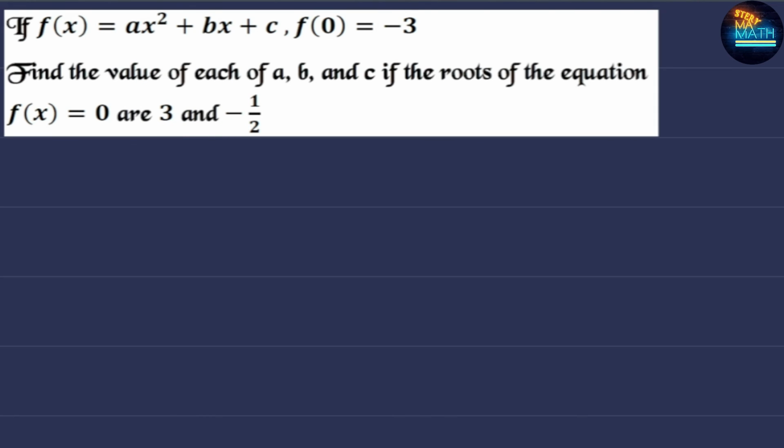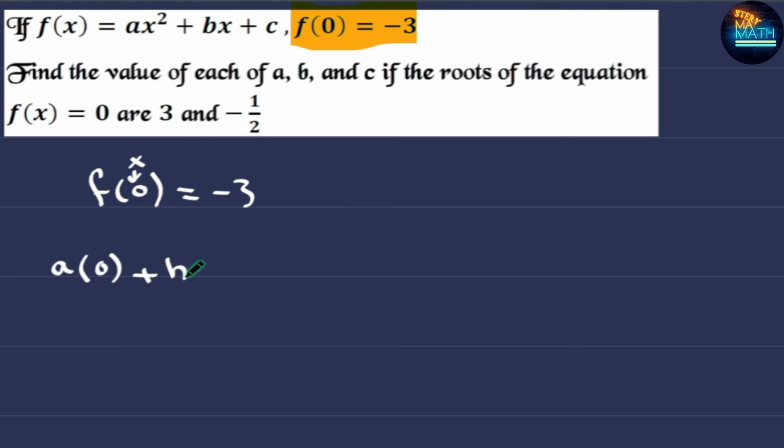All right. So here we have the given information that f of 0 is equal to negative 3. And that means if you substitute x with 0, you get negative 3. The function will be negative 3. So substituting x with 0, a times 0 to the power of 2, which is 0, plus b times 0, which is 0, plus c is equal to negative 3.